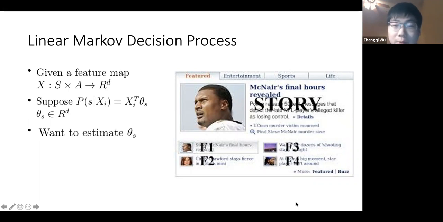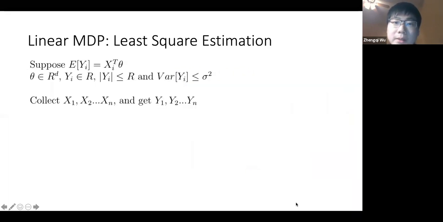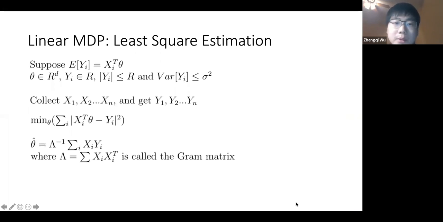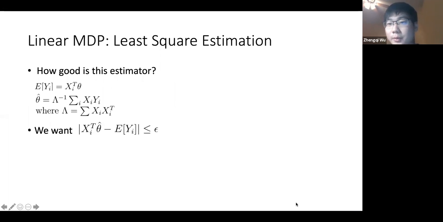So the problem becomes that we want to estimate the linear parameter theta. A very natural idea is using least squares estimation. We minimize the L2 norm of the error term, so we get theta hat equals some Gram matrix inverse times that thing. We still care about the sample complexity for this estimator. We want the estimation error to be smaller than epsilon. Then how many samples do we need to take? But this is not so easy to analyze.